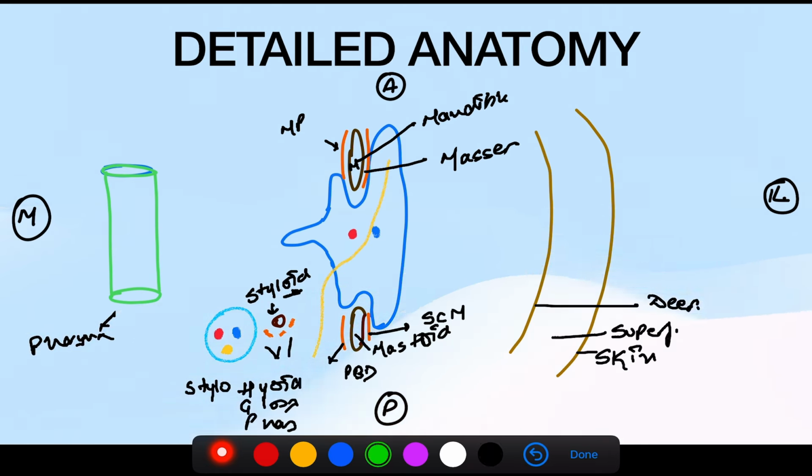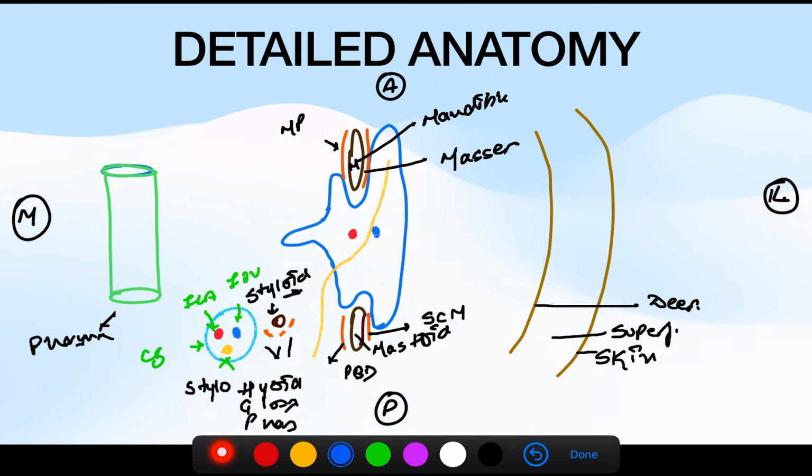For the arterial, venous, and nerve supply, so this is carotid sheath. In this, here will be internal carotid artery, internal jugular vein, and 10th cranial nerve, that is vagus. Inside the parotid, this is the facial nerve, retromandibular vein, because it is behind the mandible, and anteriorly we'll be having external carotid artery.